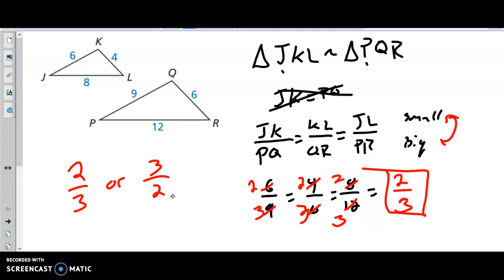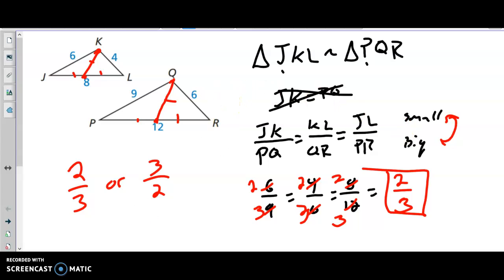That's my ratio. I know that PQR is 3/2 larger than JKL, and I know JKL is 2/3 the size of PQR. That's the ratio between the sides, and that's going to be true for everything in there. So if I draw a line here to the midpoint, and then I draw a line here to the midpoint, those are going to be proportionate. If I take K to the midpoint divided by Q to the midpoint, it's going to be 2/3. It's the same throughout, and that's what allows us to use that.